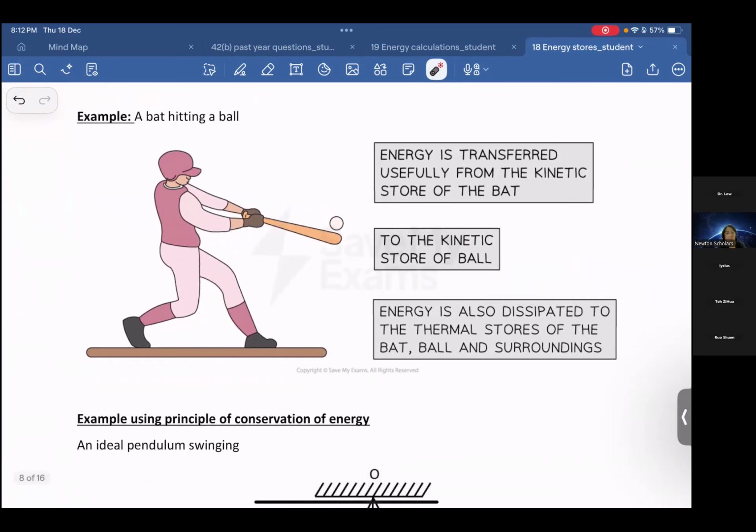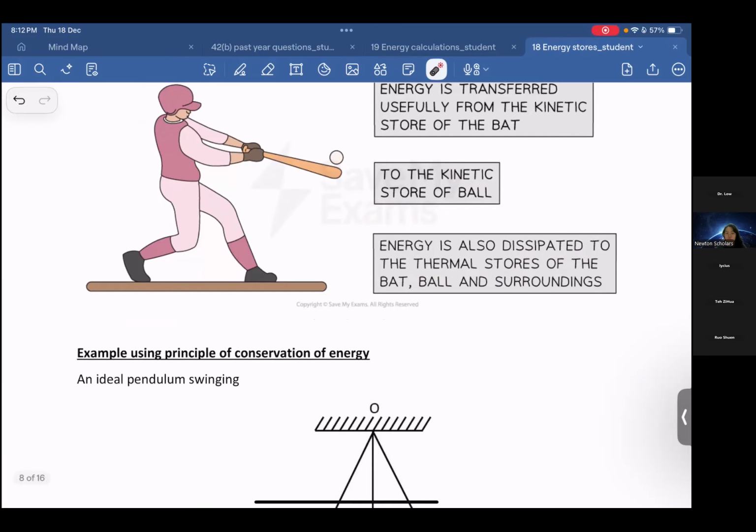Here, page number 8. This is the example. Energy is transferred usefully from the kinetic store to the kinetic store of the ball, because the bat transfers energy to the ball. So the ball will move and gain kinetic energy. Energy is also dissipated, lost. Dissipated means lost, or wasted, to the thermal store of the bat, ball and surrounding.